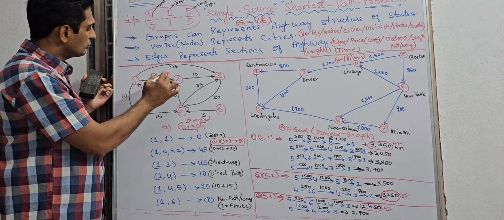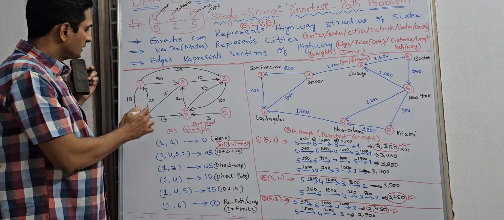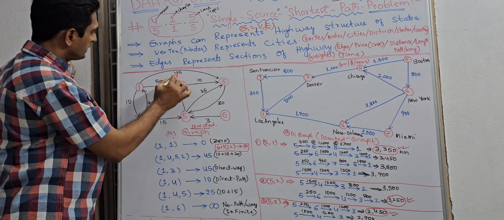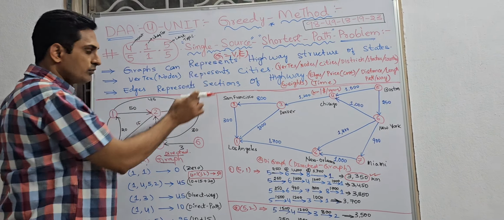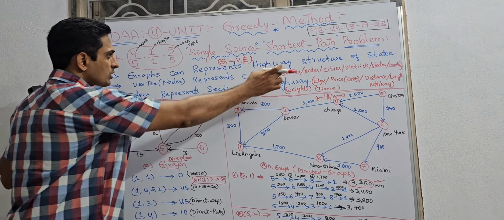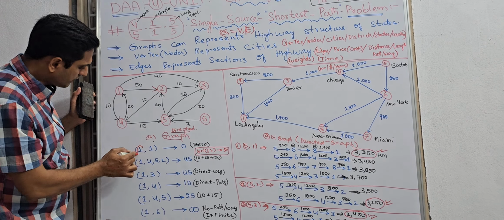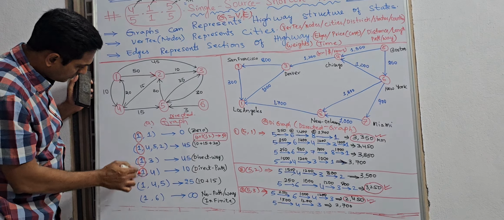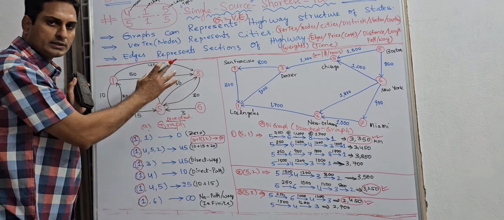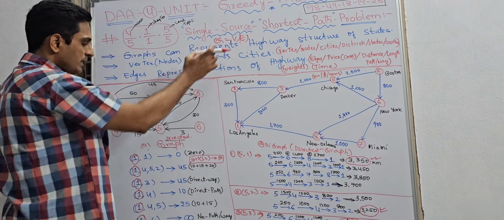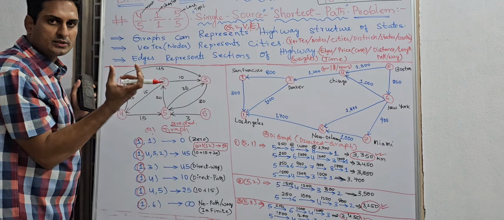From one state to another, imagine it is 50 kilometers in this direction. From 1 to 3, this is 45. Like that, we have all the directions. Here we need to find the single source: from one place to all other places, we need to find the shortest path. In this example, from one city, vertex or node to all other nodes, other cities, we are finding the shortest path. That's why it is called single source: from one city to other cities, we are finding the shortest minimum distance.